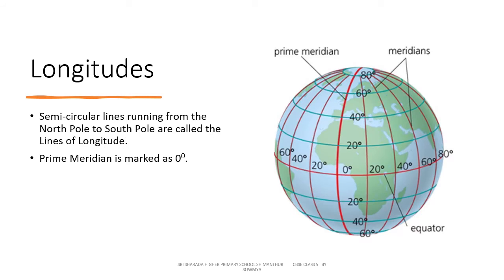Longitudes. The semicircular lines running from the North Pole to the South Pole are called the lines of longitude or meridians. Unlike parallels of latitude, all longitudes or meridians are of equal length. They are not parallel to each other, they meet at the poles. The prime meridian is marked as 0 degree.